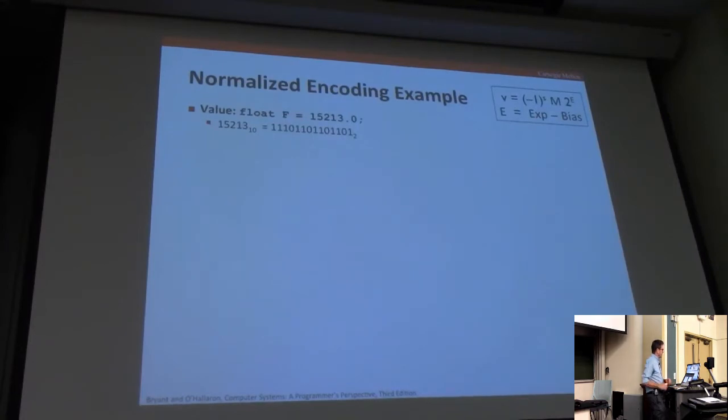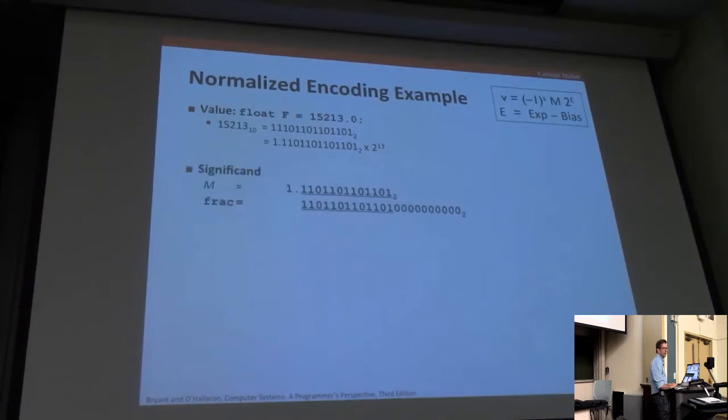So let's look at an example. Let's look at how we would encode 15213, which is our favorite number, in floating point. So if we represent that as an integer, using these bits, take my word for it, they correspond to the integer 15213. So now we want to normalize it by expressing it as 1.110 and so on times 2 to the 13th. Okay, same number, we just normalized it so that there's always this leading 1.